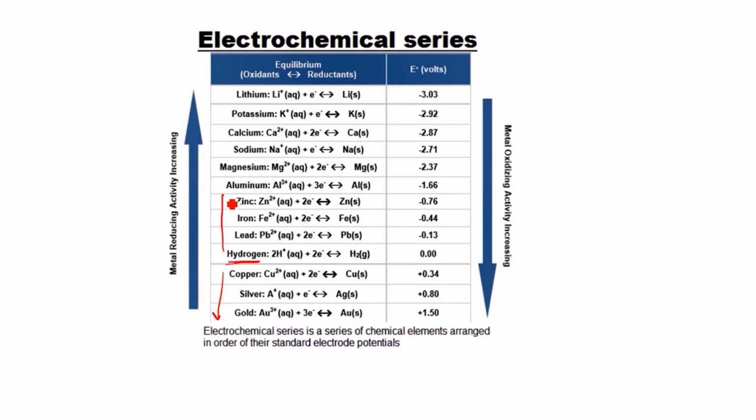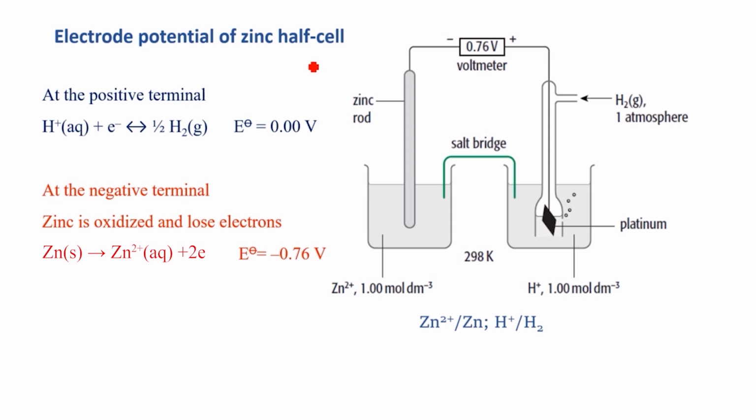For elements above the hydrogen in the electrochemical series, the opposite happens. For example, zinc is above hydrogen in the electrochemical series. When the zinc half cell is connected to the standard hydrogen electrode, hydrogen is considered to be the positive pole and zinc is the negative pole. The hydrogen is reduced and gains electrons at the positive terminal. Zinc is oxidized on the other hand and loses electrons at the negative terminal.